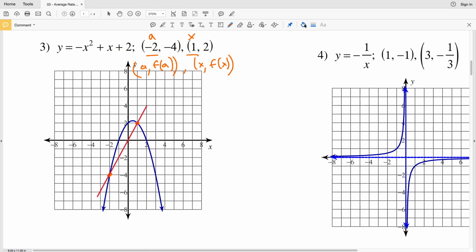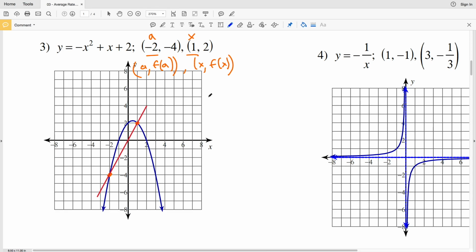So f of a and f of x are already given to us, because if we were to plug a of negative 2 in for x, that results in a negative 4, and you can see that because that point falls on the function, negative 2, negative 4. And plugging 1 in for x, we'll get negative 1 plus 1, which is 0, plus 2, which is 2, which was already given to us. So because a, f of a, x, f of x are given to us, it's easy to plug that into the formula. So remember, we have the formula for the slope of the secant line.